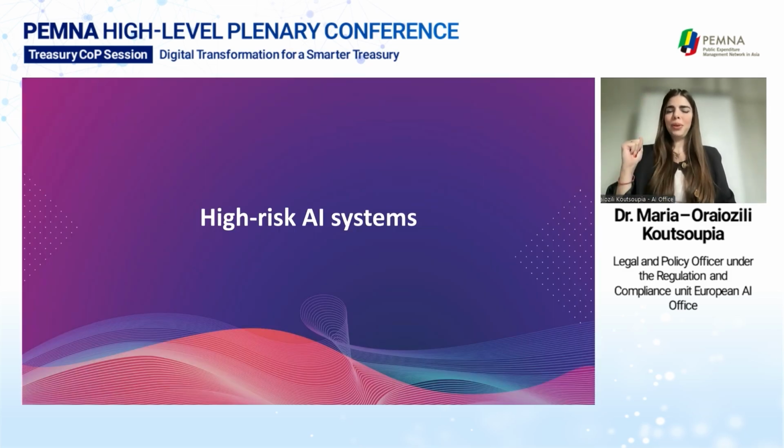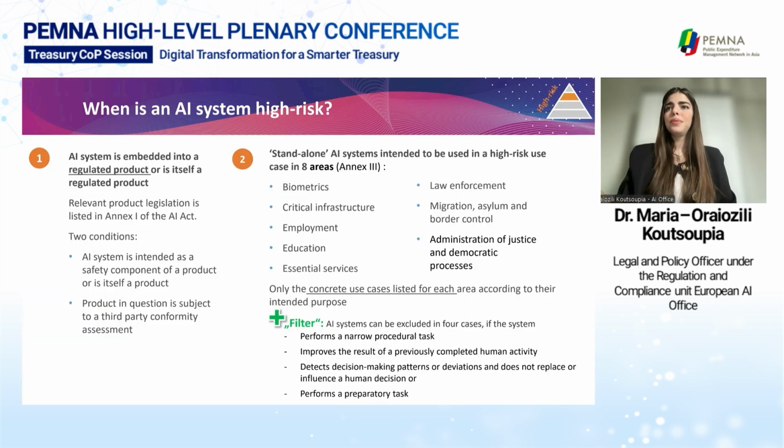So we're getting lower in the pyramid that we mentioned before. And here we have the next slide, please. We have the explanation of what is an AI high-risk system. So it is a system that is embedded into a regulated product, or it is a self-regulated product. So we're going based on regulations. If the product is, let's say, a machinery, we have the machinery regulation, and the AI system is intended as a safety component, or the product in question is subject to third-party conformity assessments, then we have the two different conditions that this product is regulated in the AI Act.